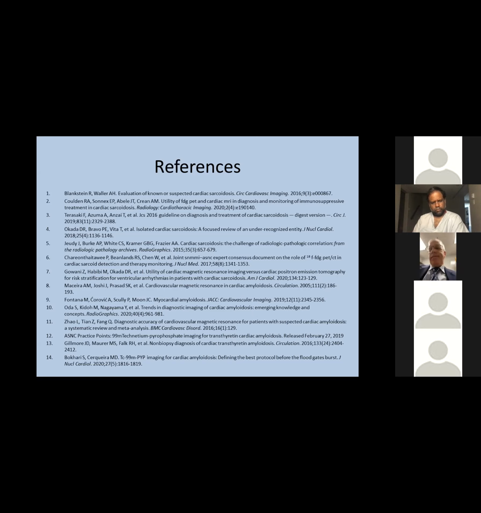So there are published guidelines on how to proceed with those patients. But yeah, that's the thing. It's not as specific for TTR in those cases.